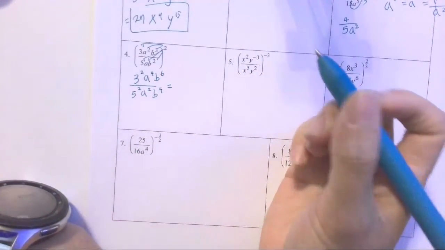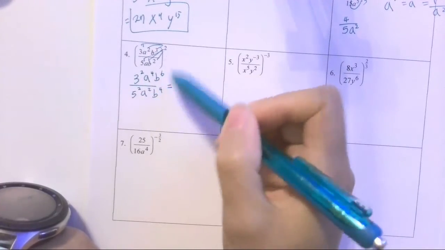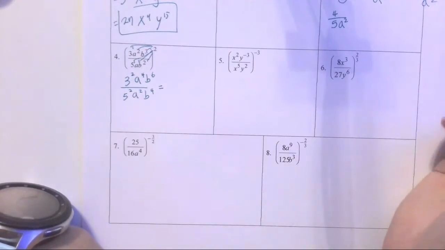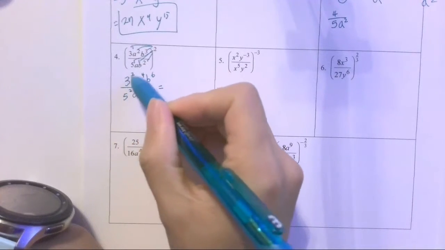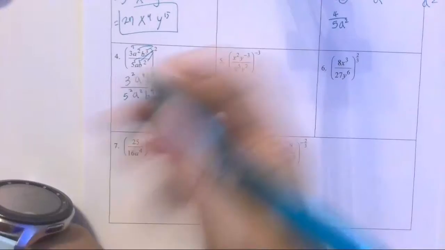And now let's simplify. When I simplify, I like to do numbers, and then one letter, and the next letter, and so on, so I don't get confused myself. So let's do numbers first. 3 squared is 9, 9 over 25, I can't really do anything. So 9 over 25, can't simplify.